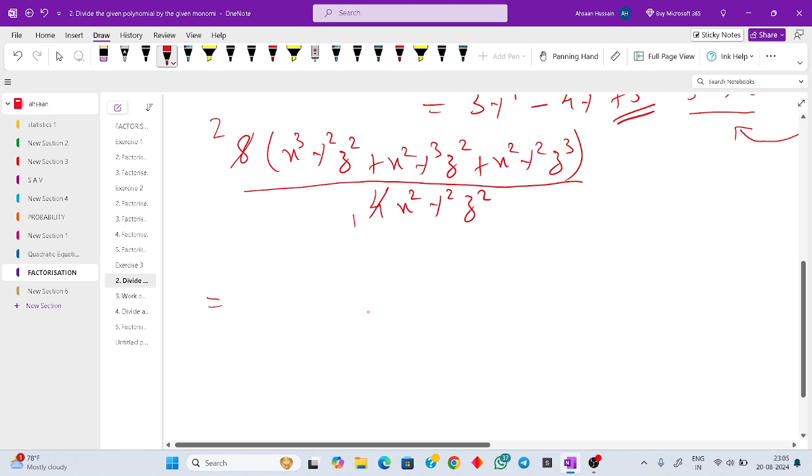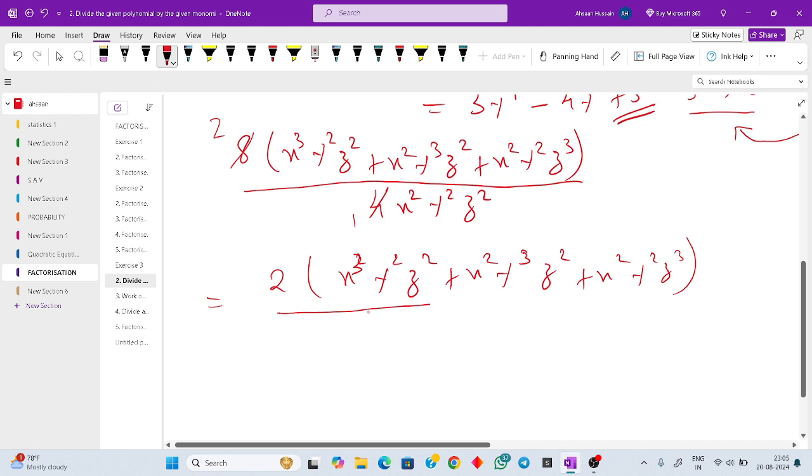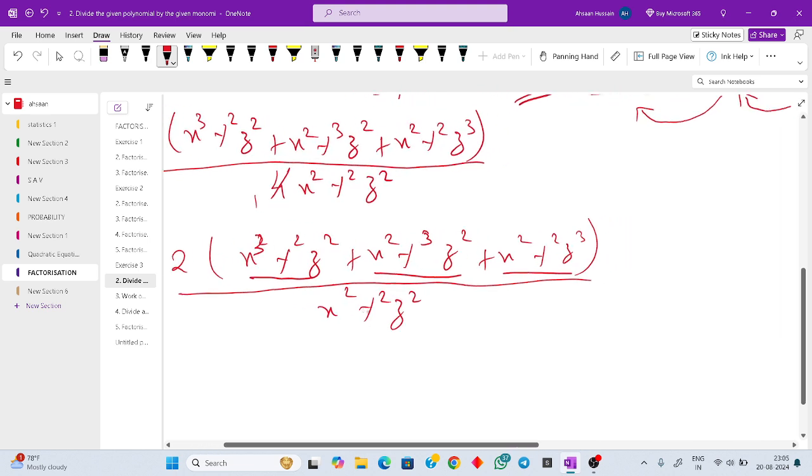Now let's write this one more: x cube y square z square plus x square y cube z square plus x square y square z cube, divided by x square y square z square. From these three terms, what is the common factor of these three terms?